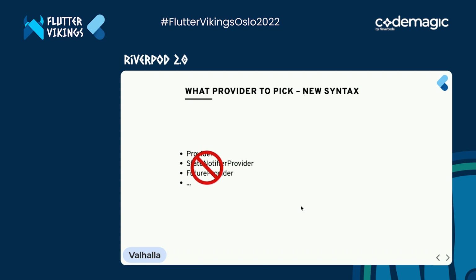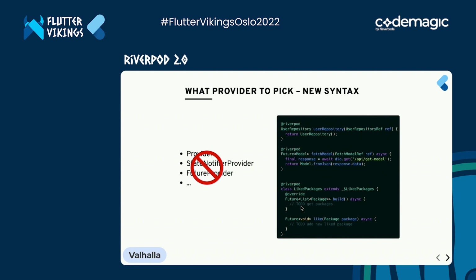So this new syntax would be the following. It's still experimental, of course. The idea would be you simply define a function, you annotate it with @Riverpod, and then you return whatever you want. Like if it's a synchronous function, then Riverpod would be able to know that you need to create a provider. If it's an asynchronous function, it would create a future provider and all. So you would just write normal Dart code, and Riverpod would figure things out by itself.